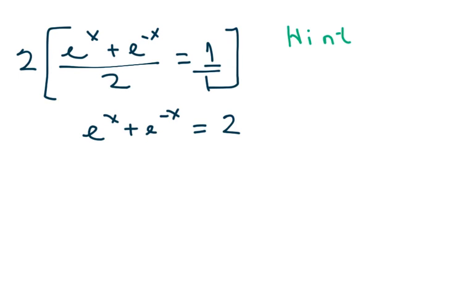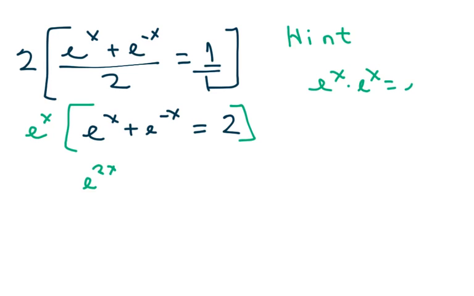So we're going to multiply everything through, as long as we do it to each term, by e to the x. Now when we do this, we get e to the 2x, because e to the x times e to the x equals e to the x plus x, which is e to the 2x. Then we're going to multiply the next one, and we get e to the 0 equals 2e to the x.